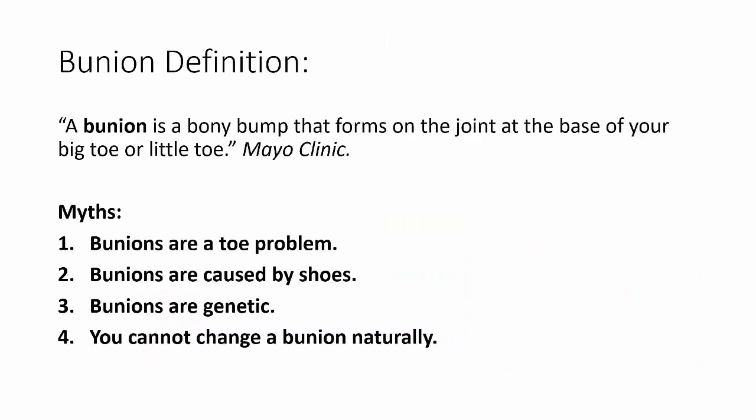So the definition of a bunion is a bony bump that forms on the joint at the base of your big toe or your little toe. And here are some myths associated with bunions. One, they're a toe problem. Okay, yes, they are a toe problem, but they're not caused by the toes. The toes just don't magically go ahead and decide to assume the position that they assume. It's a compensation to maintain balance.